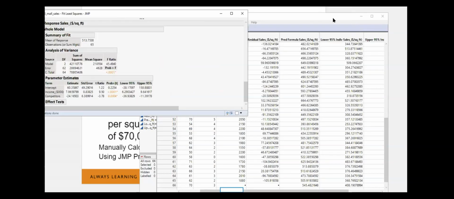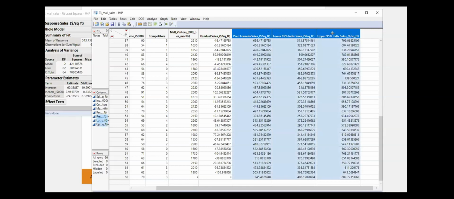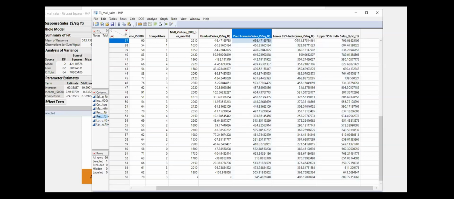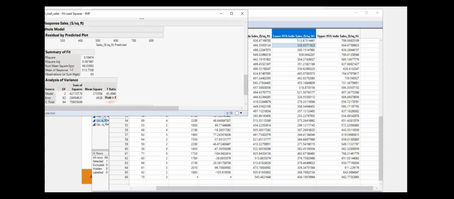You can see that they both were created to the right hand side of your predicted value: prediction formula, lower 95 around it and upper. So like 659 is between 513 and 799. 466 is between 328 and the upper limit. And how far are they from 466? 2 times the standard error. What is the standard error? Right there: root mean square error, 68.03. That's your standard error, SE. Plus minus 2 times SE would give you that value.